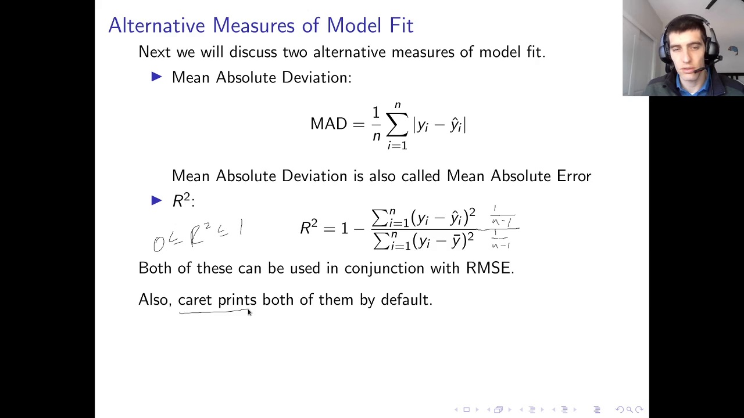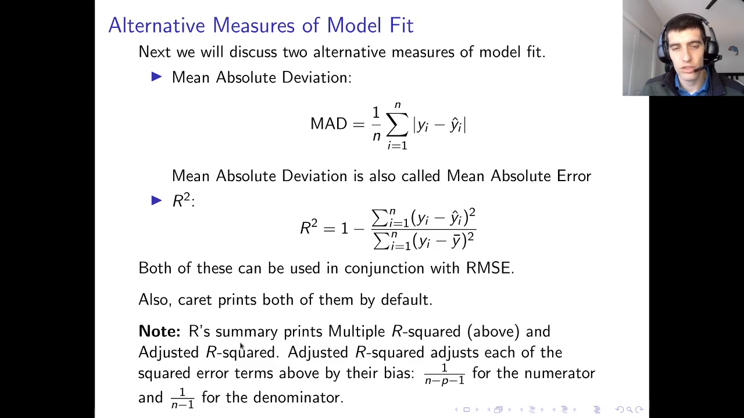Caret will give both of these measures of model fit by default. So usually what will happen if you fit a model in caret, it will select, for example, in principal component regression, the number of components to keep, using root mean squared error as its criterion, but then it will print mean absolute deviation and r squared by default. So these are the numbers that are being printed.